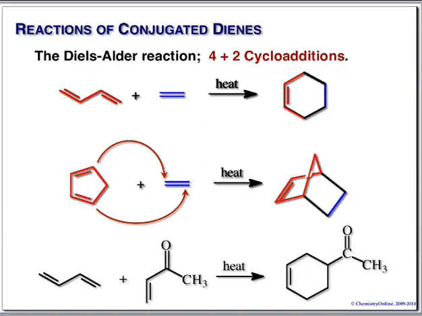So what's going to happen? These terminal carbons are going to add here. These are the 4 carbons of our diene. This used to be our double bond, and this is all the rest. Any questions?